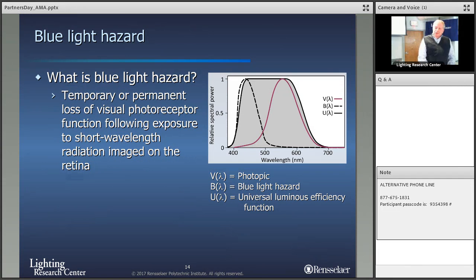So what is blue light hazard? It's permanent or temporary. Sometimes you can recover from this. Loss of visual photoreceptor function following exposure to short wavelength radiation imaged on the retina. And what you have here is, again, this visual sensitivity envelope in gray. This is our way of normally measuring light, the photopic luminous efficiency function. This dotted line is the blue light hazard function. And you'll notice it actually extends into the region that goes beyond visual sensitivity and can cause damage in the near ultraviolet as well.